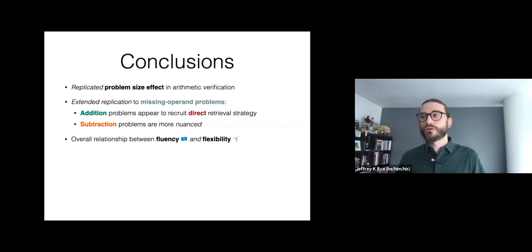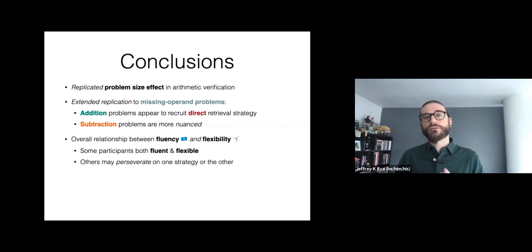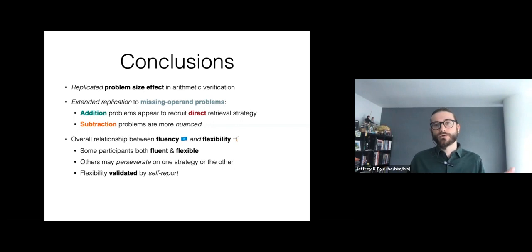So some participants are both fluent and flexible. Others may be perseverating more on one strategy or the other, and that's maybe why we're not picking up on them in this decoding strategy. Finally, we validated this approach with the self-report. So we see at least some correlation there between flexibility and self-report of using the inverse operation.